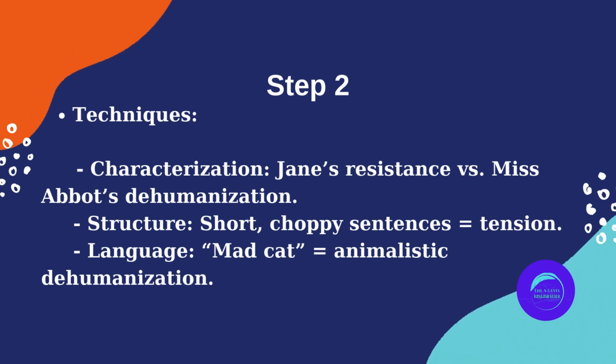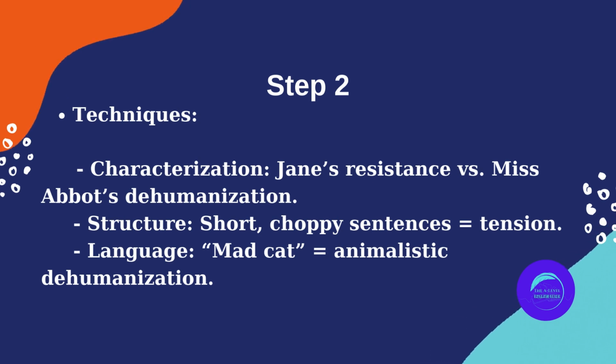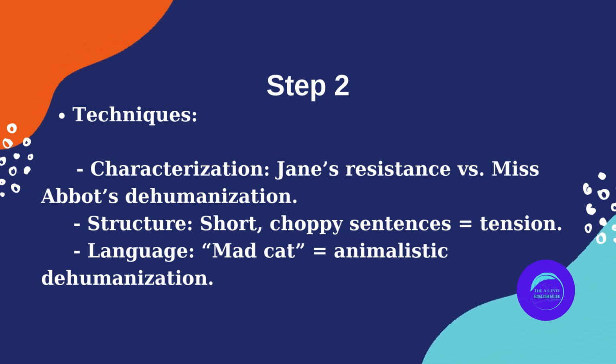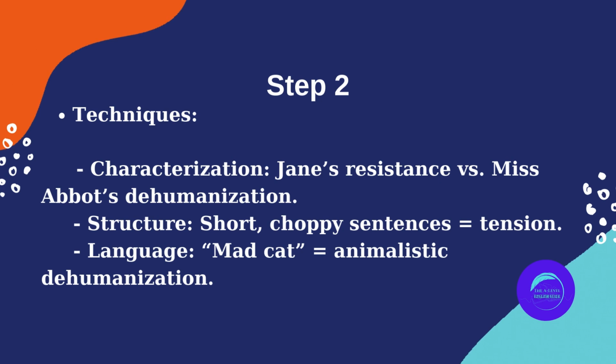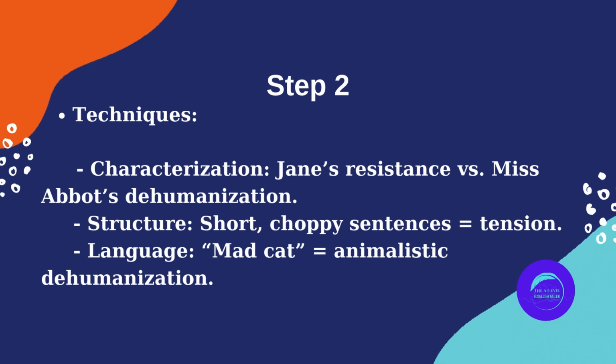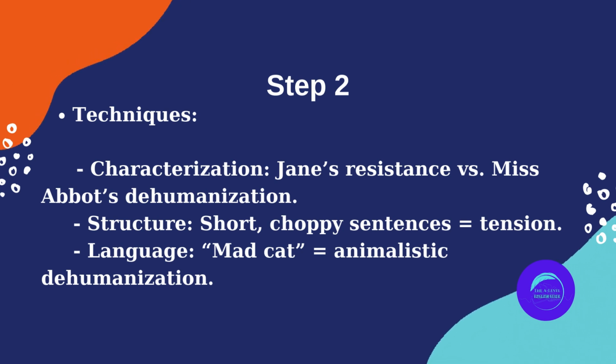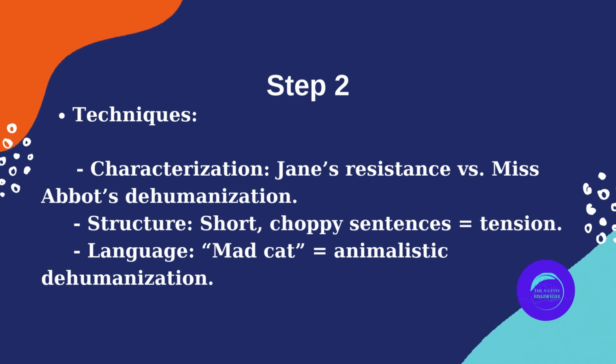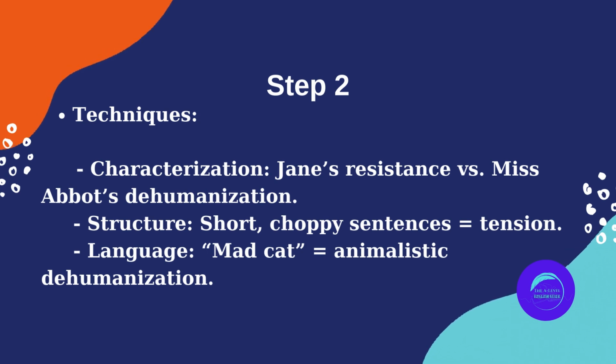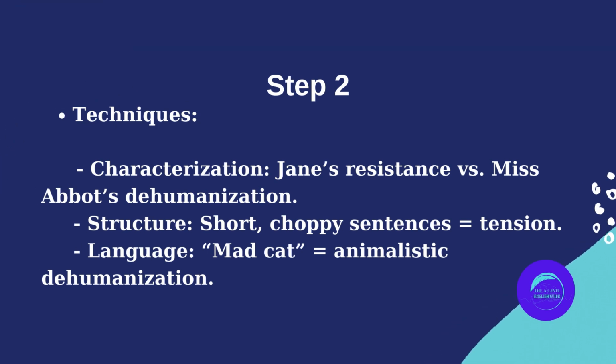Jane's physical resistance, "I resisted all the way," contrasts with Miss Abbott's dehumanising dialogue, framing rebellion as a moral act in a repressive system. Structure. Brontë uses short, choppy sentences, "hold her arms," "mad cat," to mimic the violence of the scene, forcing the reader to experience Jane's trauma. Language. The simile, "like a mad cat," reduces Jane to an animal, reflecting Victorian biases against assertive women. The word "mad" pathologizes her resistance, critiquing societal gaslighting.